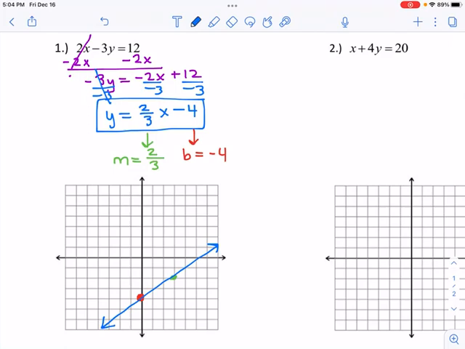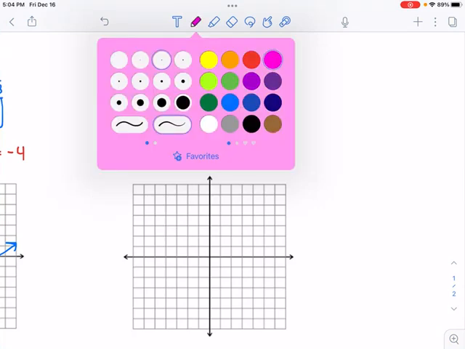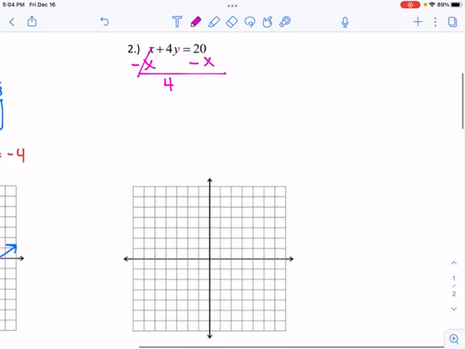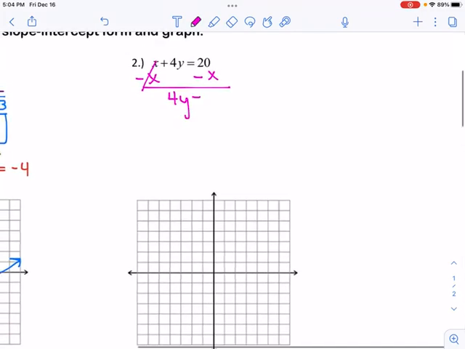Now let's take a look at problem number 2. Again, we've got to get y by itself. So you're always going to move the x over first. And let's start by subtracting an x from both sides. When I do that, I'm going to be left with a 4y is equal to, oops, sorry about that, negative x plus 20.